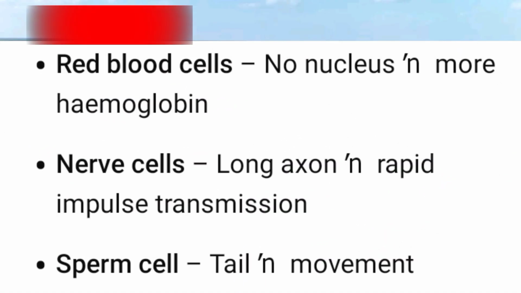Animal cells. Red blood cells have no nucleus. Because there's no nucleus, this makes them carry more oxygen because of hemoglobin. Nerve cells, long axon for rapid impulse transmission. Sperm cell, tail for movement. Remember, structure is always related to function.